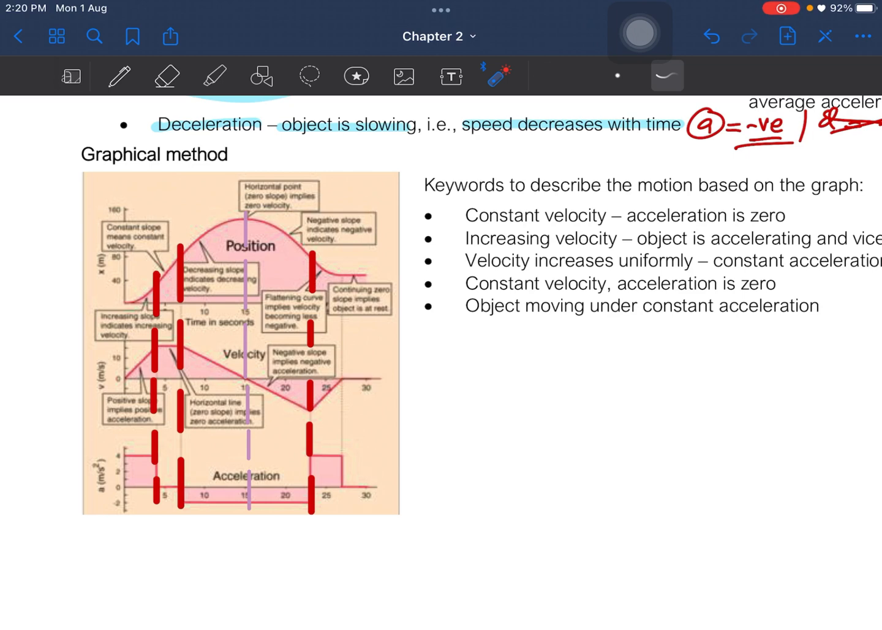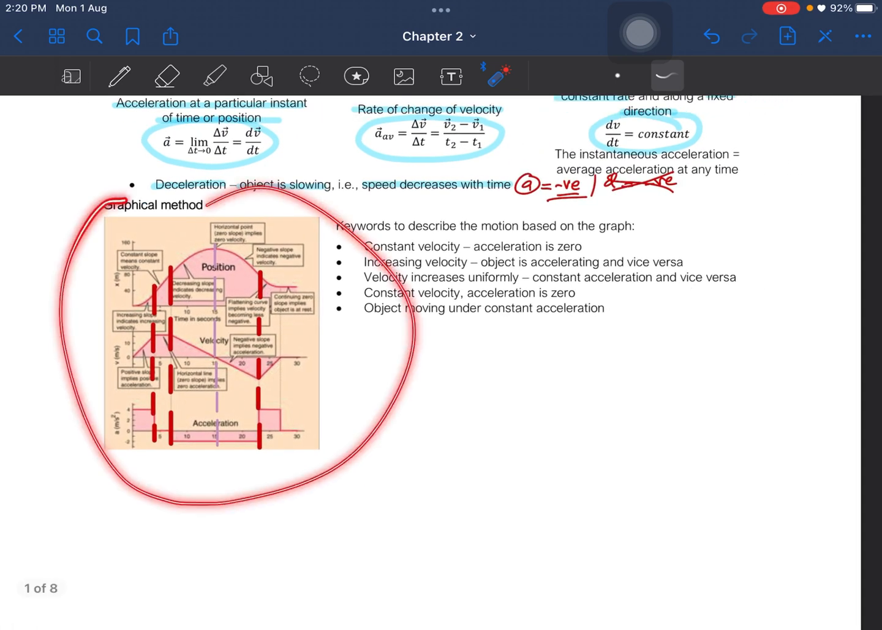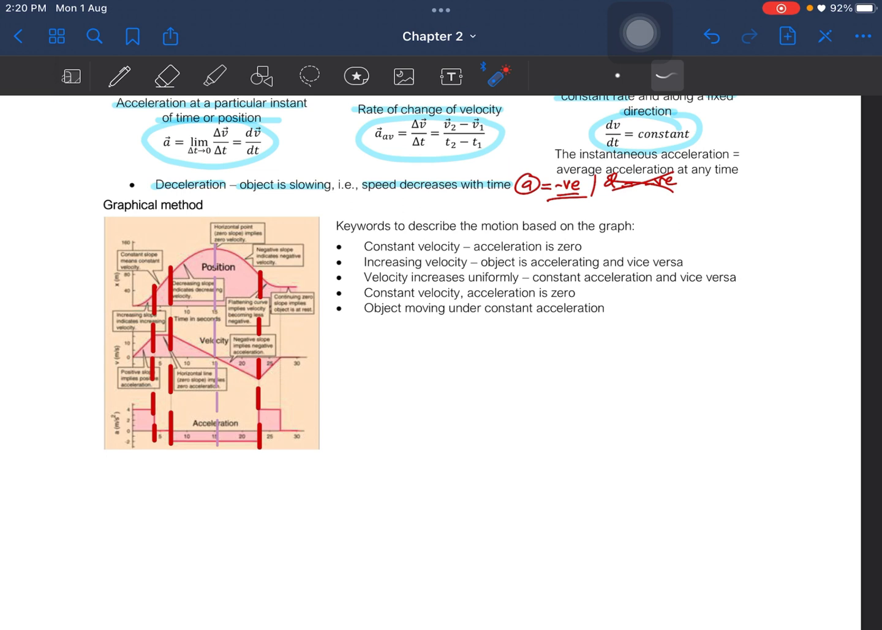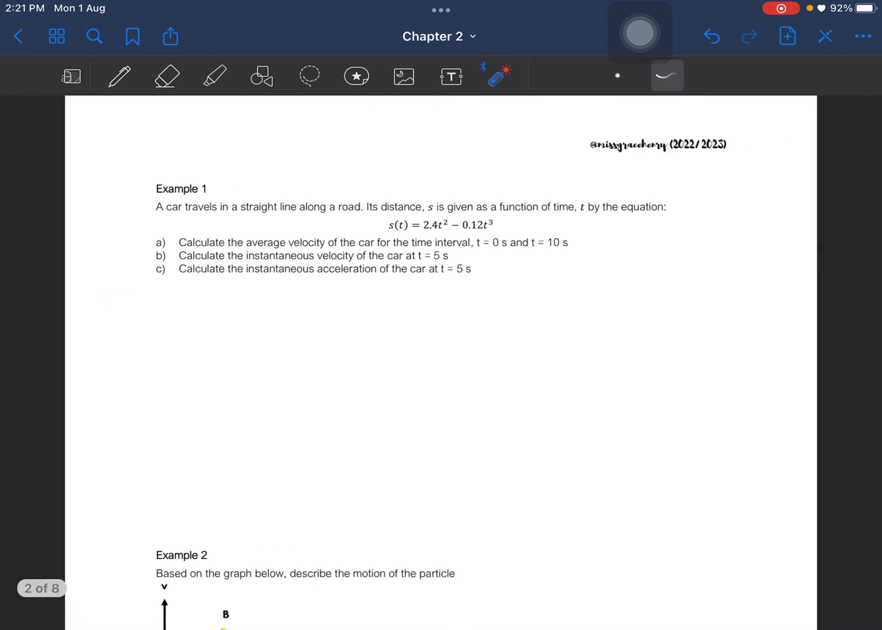Alright, I hope you are able to understand what I'm trying to do here. Basically, we need to be able to describe what is happening in the graph. I'll add another piece of note after this, which is much more detailed in explaining what's happening in these graphs.